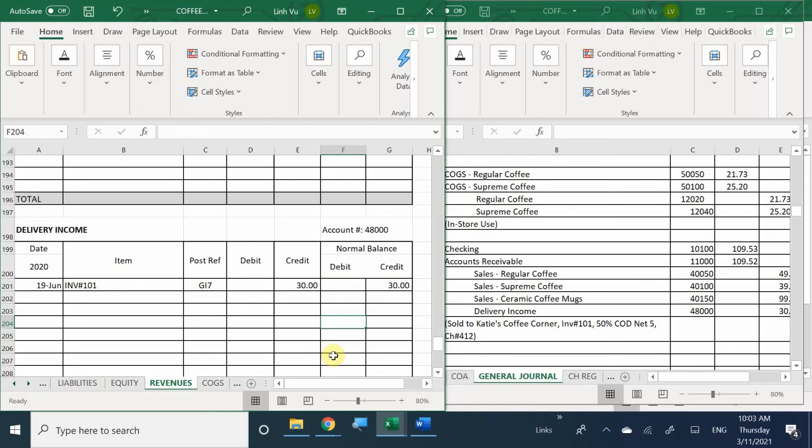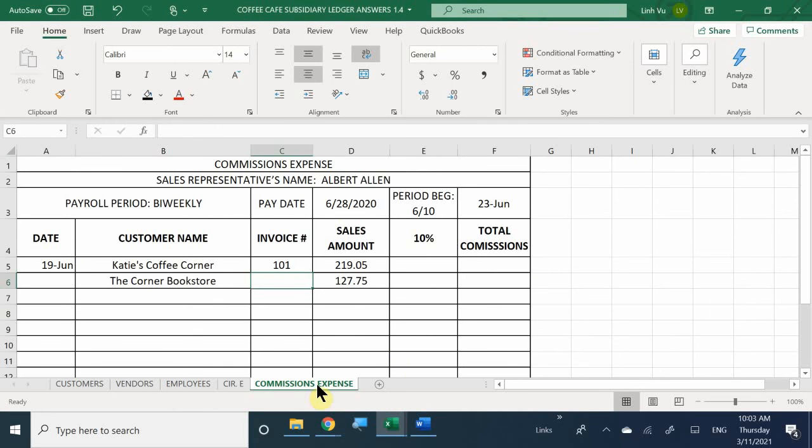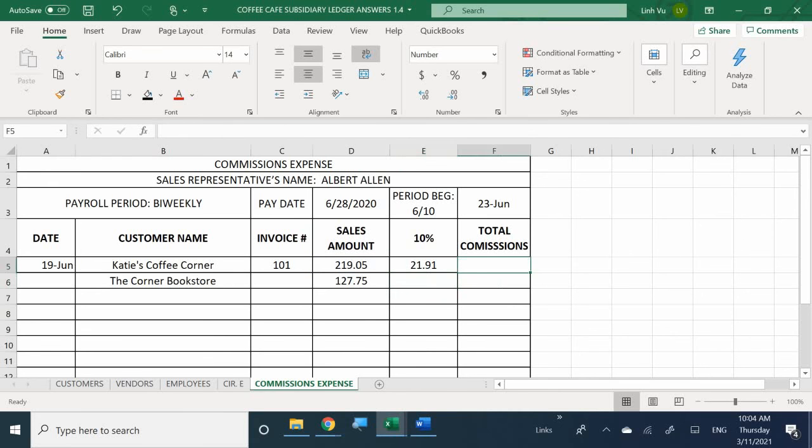Now, commission expense. Okay. So we want to calculate what 10% of the commissions are, right? So here, I would use the equal round formula once again, just because you're dealing with 5 numbers when 10%. So what is 10% of the 219? $21.91. So therefore, that is going to be equal to the total amount of commissions that Albert has earned. Okay.